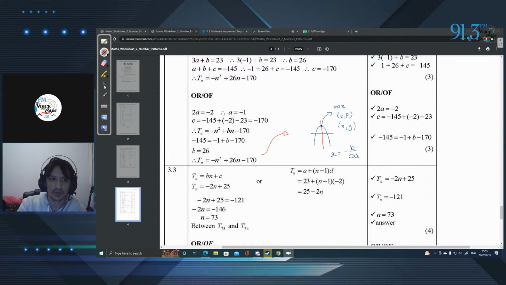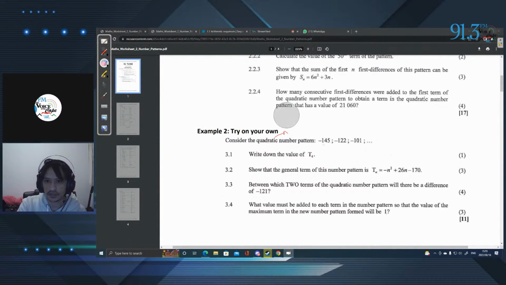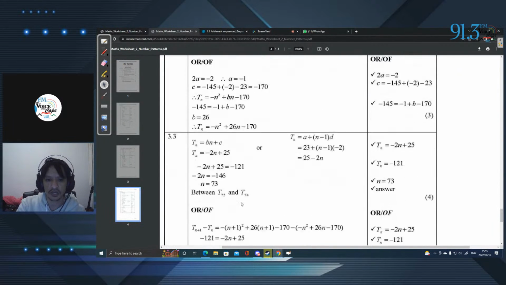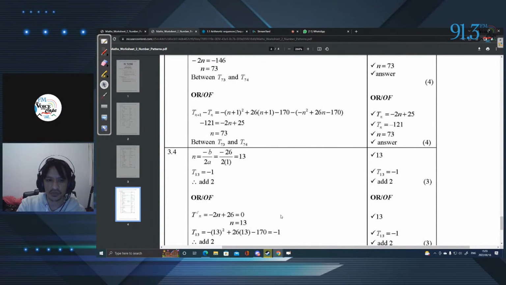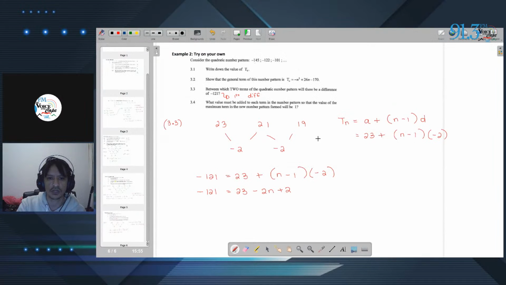Right? And if we go back to this question here, let's just go back here. I'll delete this, clear that off. They state that what value must be added to each term in the number pattern so that the value of the maximum term in the new number pattern formed will be 1. Okay, lovely. So we go ahead and we see that they used minus b over 2a. So they substituted b, which is negative 26. Where did that negative 26 come from? Well, let's take a look.